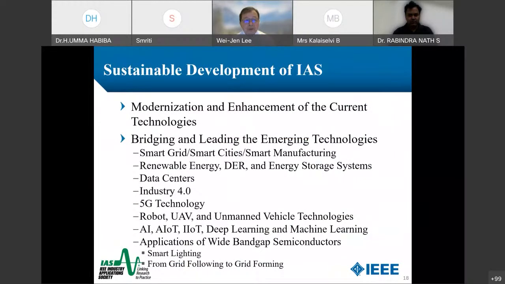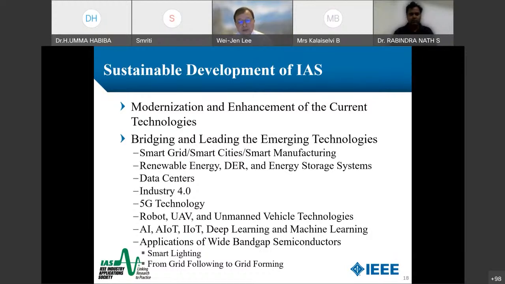And we try to modernize and enhance the current technology. We try to bridge and lead in the emerging technologies. We are heavily involved in smart grid, smart city, and smart manufacturing, and also renewable energy, DER, and energy storage systems. And recently people also talk about zero carbon emission, decarbonization, because this is a very important topic for the industrial sectors.